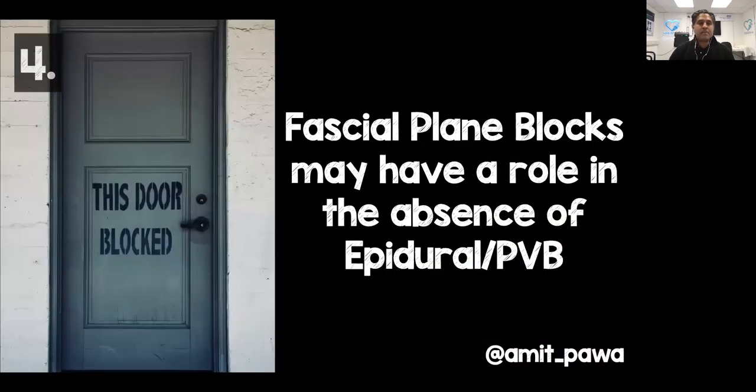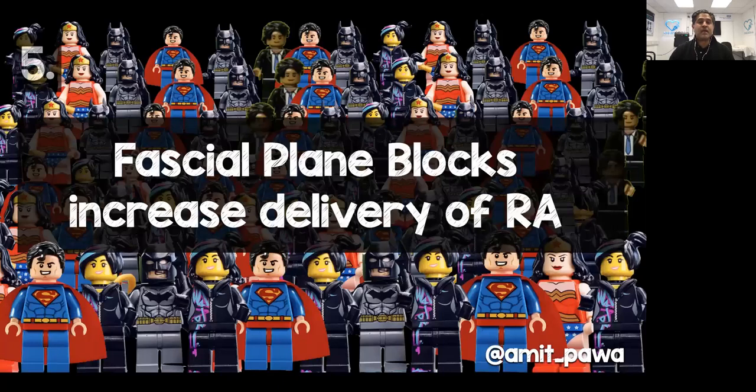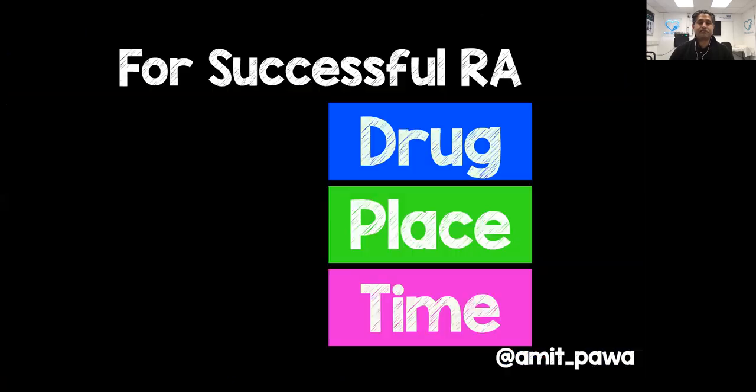Number 4, they may well have a role in the absence of paravertebrals or epidural or spinal anaesthesia, and we'll cover that during the rest of the lecture. And lastly, fascial plane blocks do increase the delivery of regional anaesthesia and have the potential to take regional anaesthesia to a group of anaesthetists who wouldn't otherwise perform it.